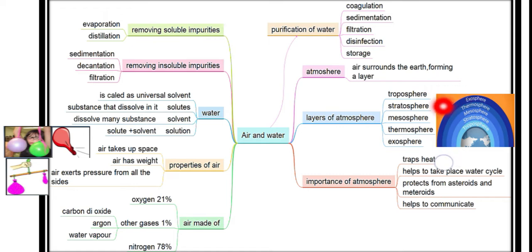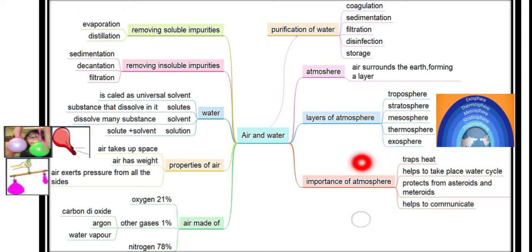Stratosphere. This is the second layer of the atmosphere. It contains about 90% of the ozone in the atmosphere. Mesosphere. It is the coldest part of the atmosphere. Most meteoroids and asteroids burn up here. Thermosphere. It is the fourth layer of the atmosphere. It is hotter than the lower layers. Exosphere. It is the outermost layer of the atmosphere.